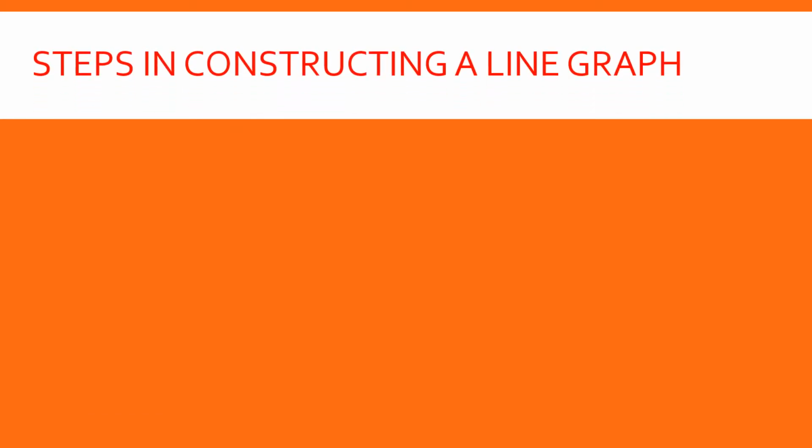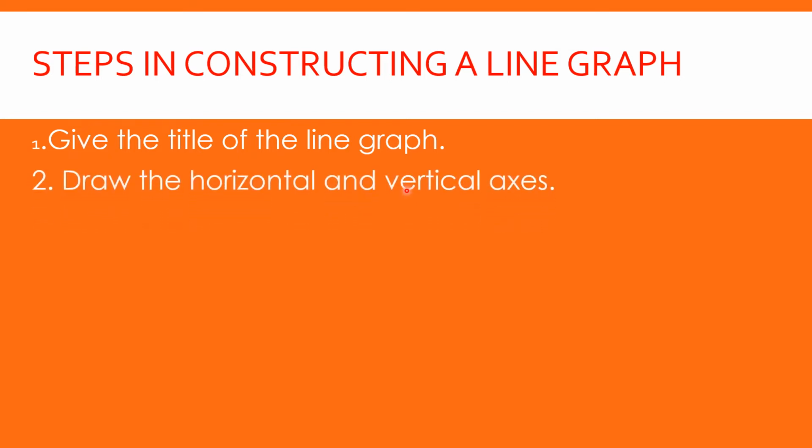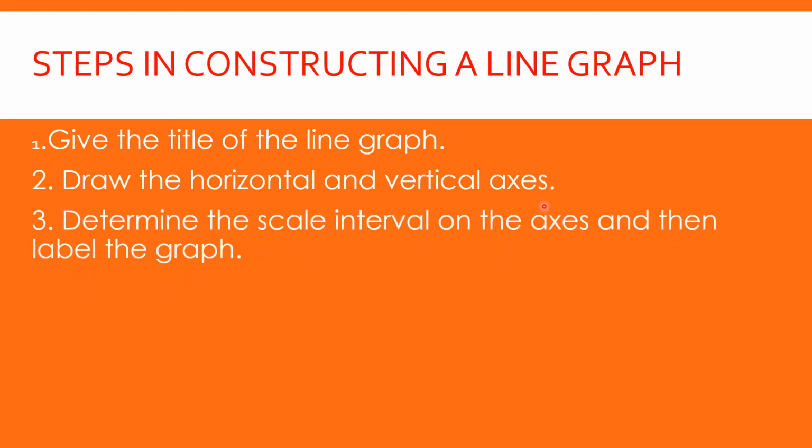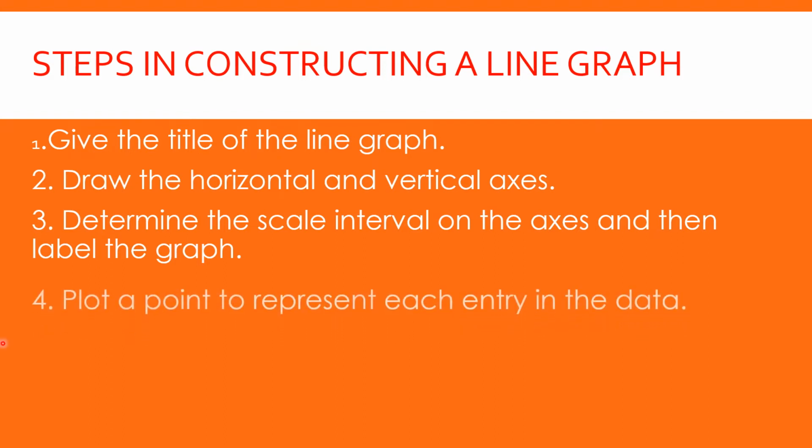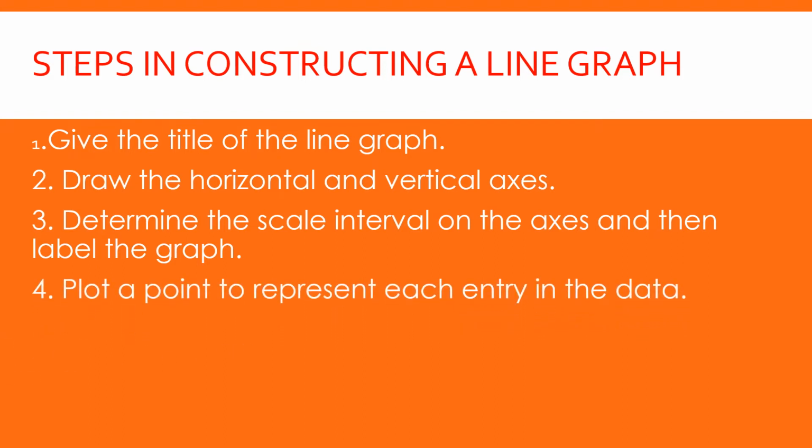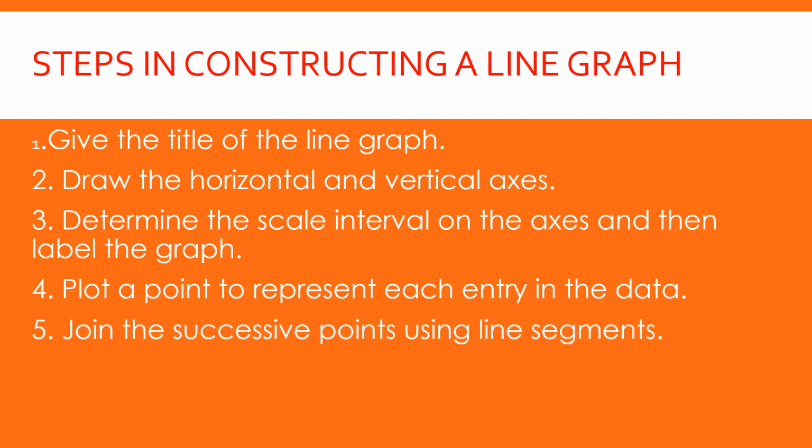Now, what are the steps in constructing a line graph? Basically, number 1, give the title of the line graph. Number 2, draw the horizontal and the vertical axis. Number 3, determine the scale interval on the axis and then label the graph. Then plot a point to represent each entry in the data, and join the succeeding points using line segments.